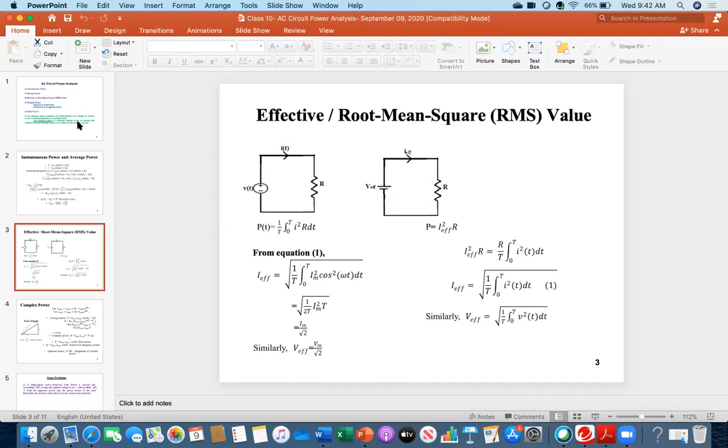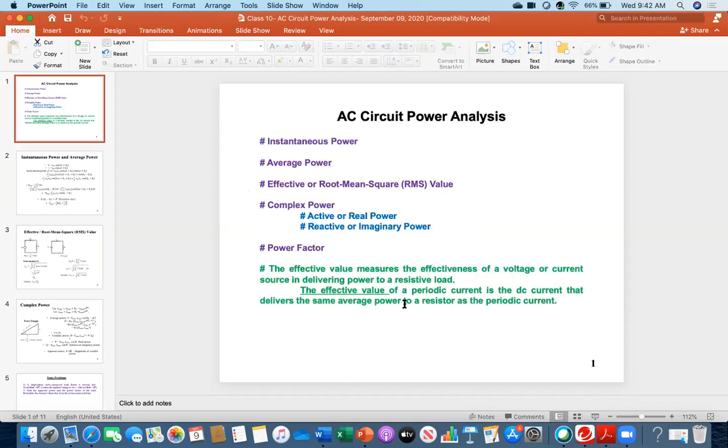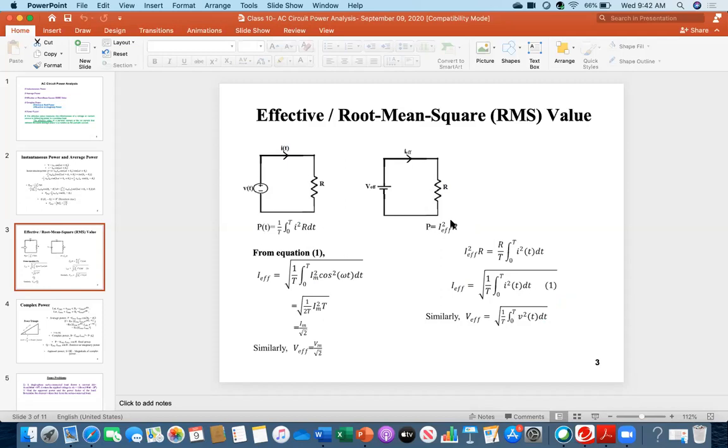So therefore, what is my definition? Once again, look everybody, the effective value of the periodic current is the DC current that delivers the same average power to a resistor as the periodic current. This is my definition of that effective value. So according to my definition, these two powers should be the same. Therefore, I have written I effective squared R equal to this value. This R, I have taken here, that's R over T, and this R. From both sides I cancelled R, and it was I effective squared.